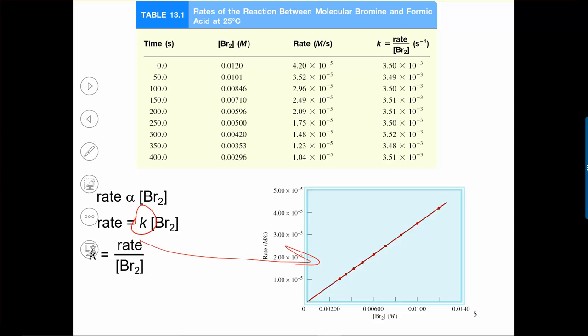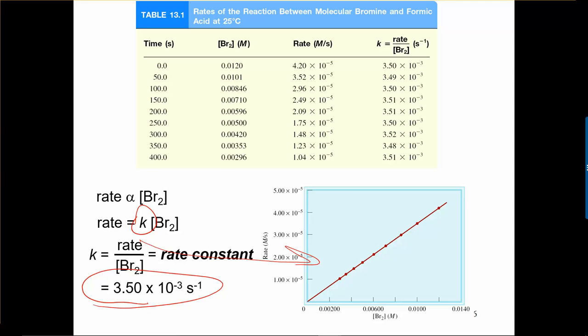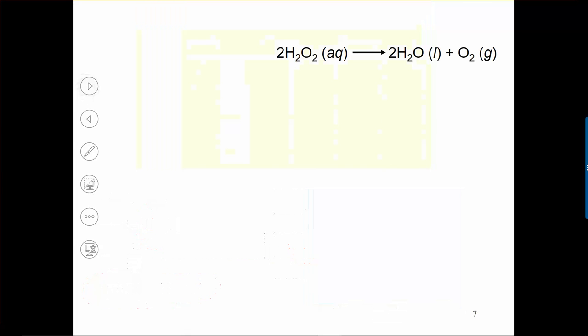That's the slope: rise over run, rate over concentration of Br2 equals the rate constant. So the rate constant for this is 3.5 times 10 to the negative 3 seconds to the negative 1. This would be a first order reaction, and we'll talk about those. But for another type of reaction, a second order, to get the straight line, we'd have to manipulate the data a little differently.